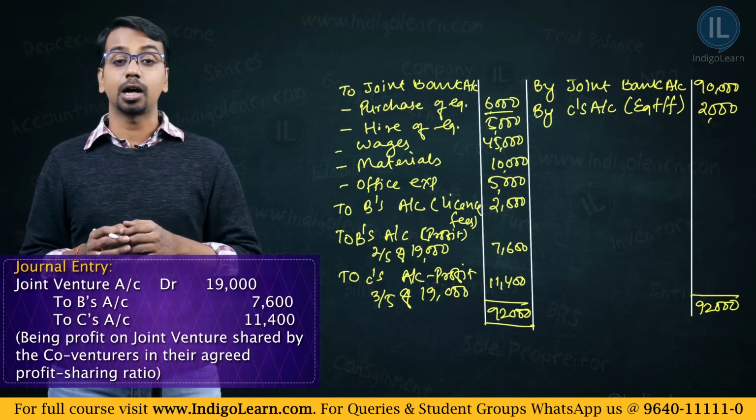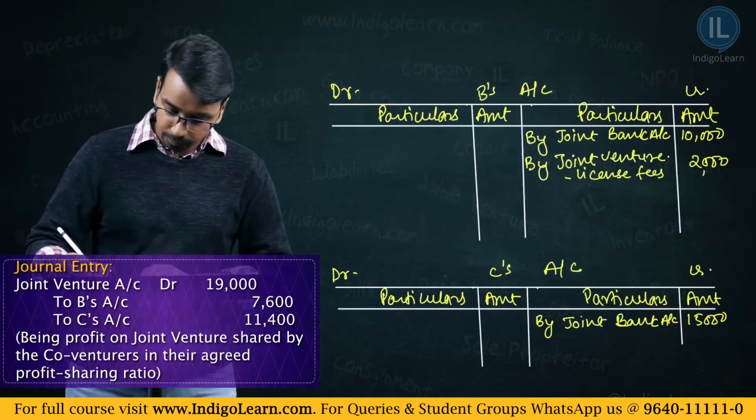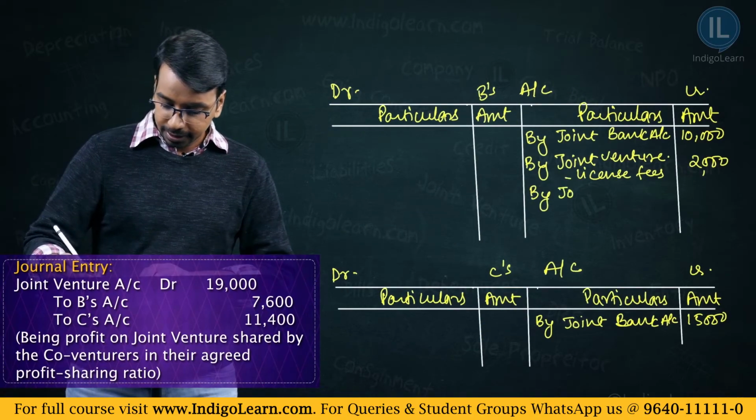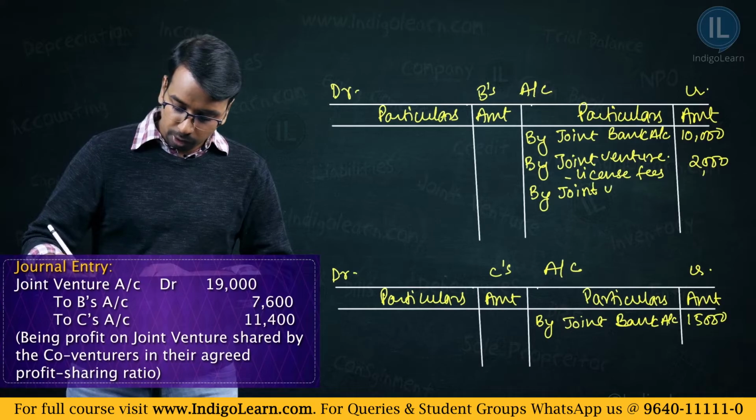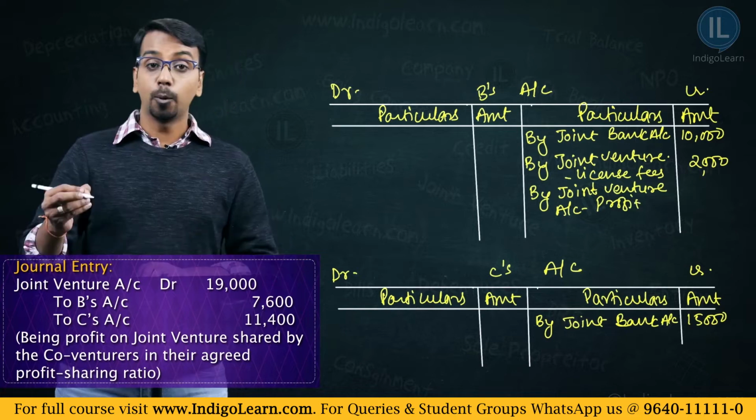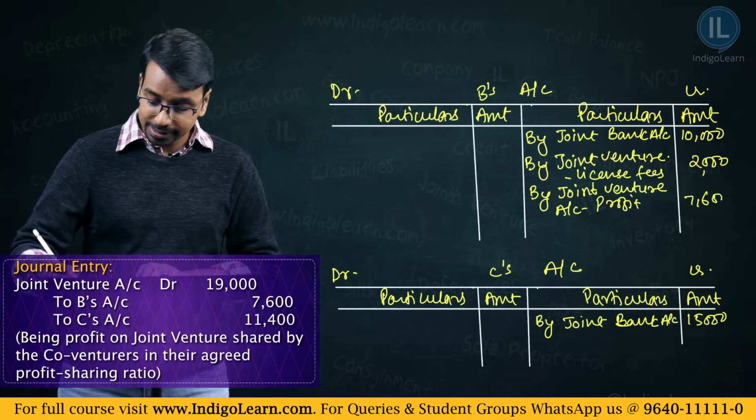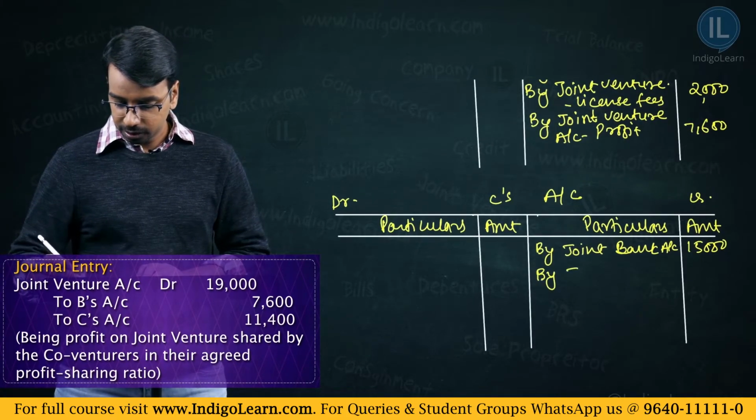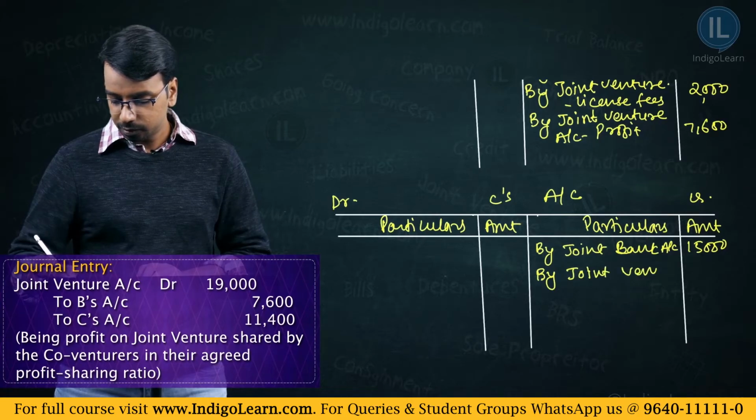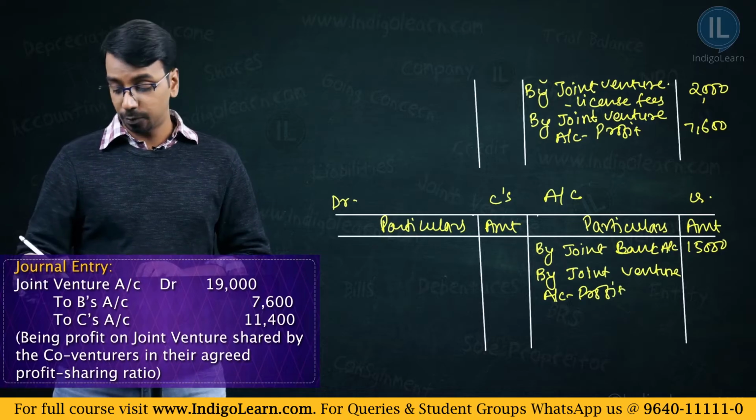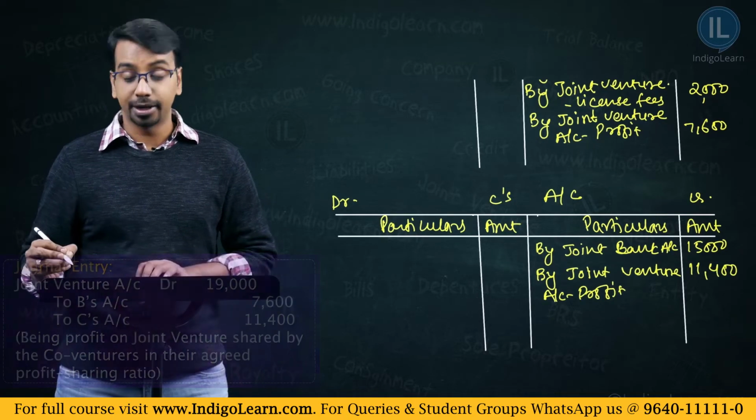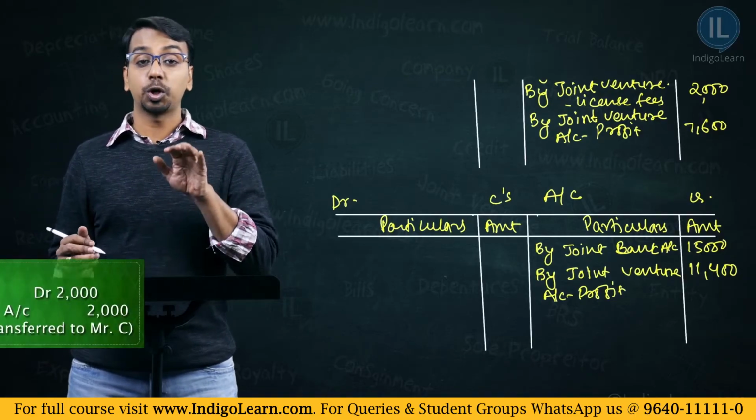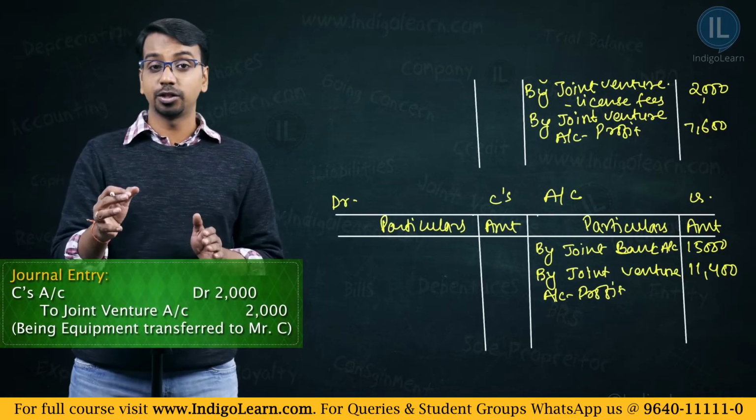So let us go to the co-venturers account and post this profits. By joint venture account for profit. How much was the profit? 7,600. And come to C's account. By joint venture account, again here there is a profit, and how much was that profit? 11,400.